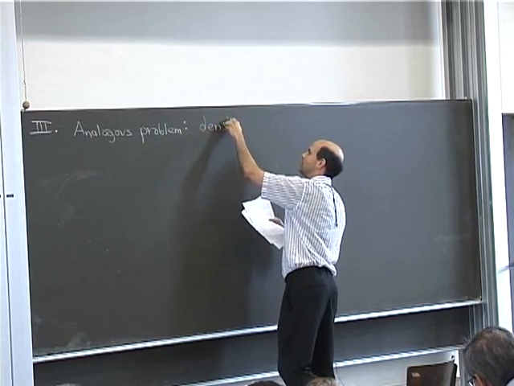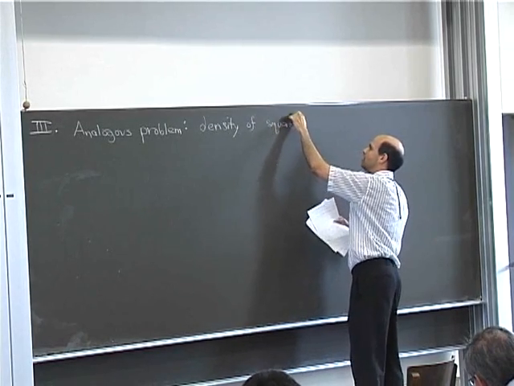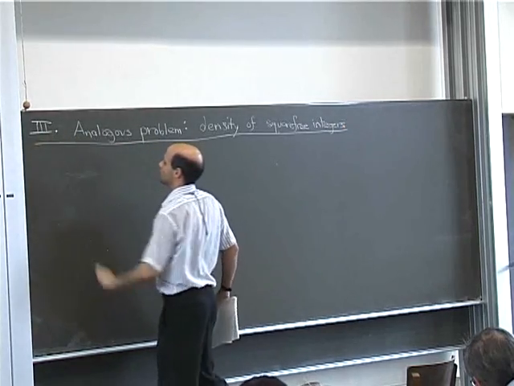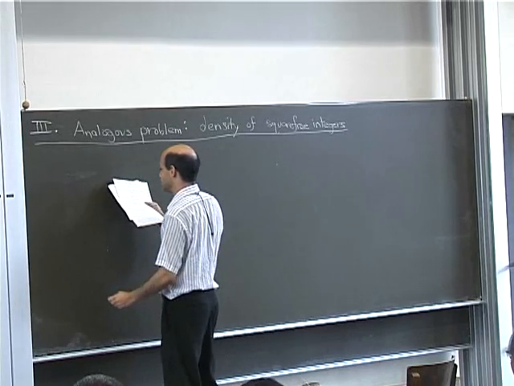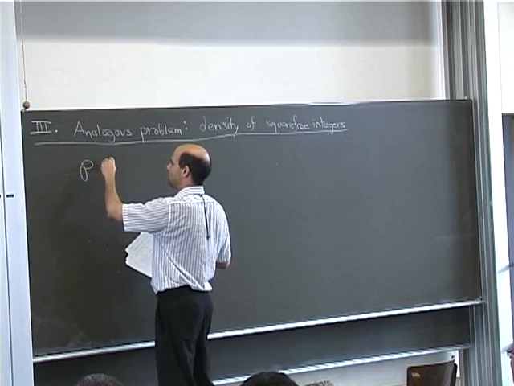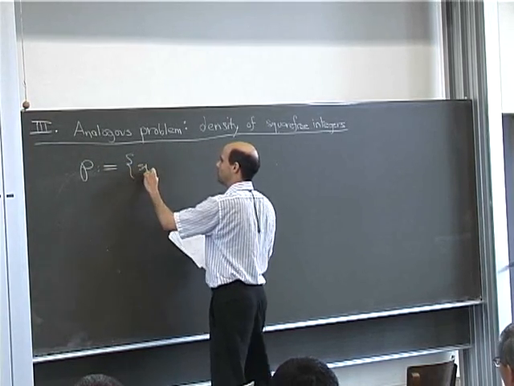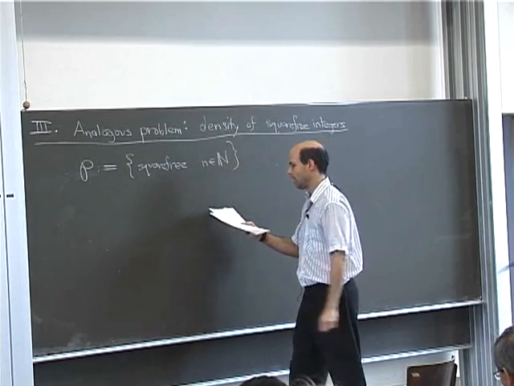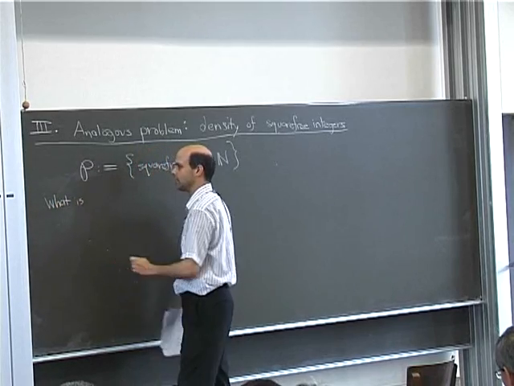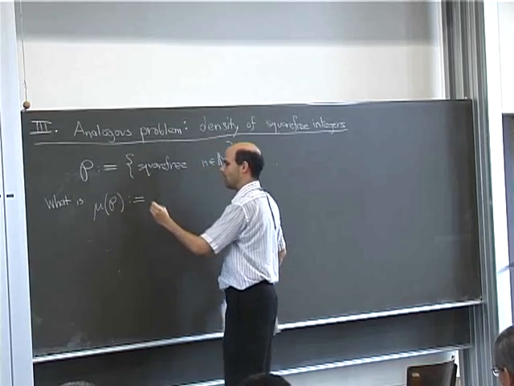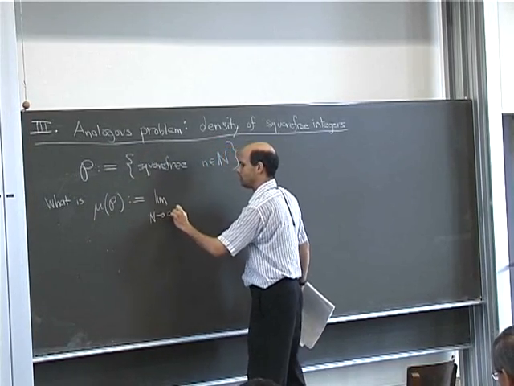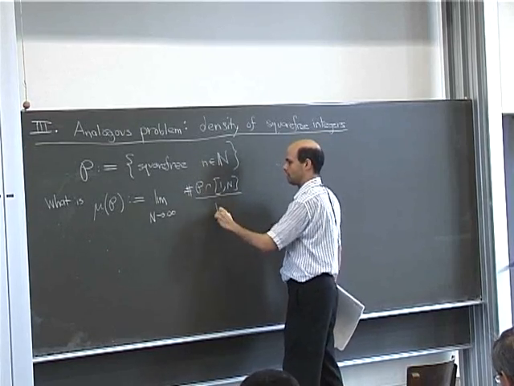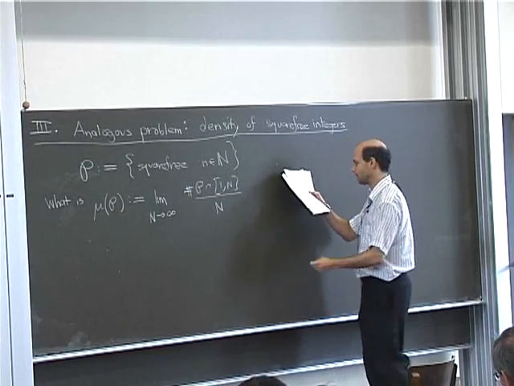So this is just the question of the density of square-free integers. An integer is square-free if it's not divisible by the square of any prime. So let P be the set of square-free natural numbers. The analogous question would be, what's the density of this? The density would be defined in the obvious way: you look at what fraction of the first n integers belong to the set, and take that limit, if that limit exists.